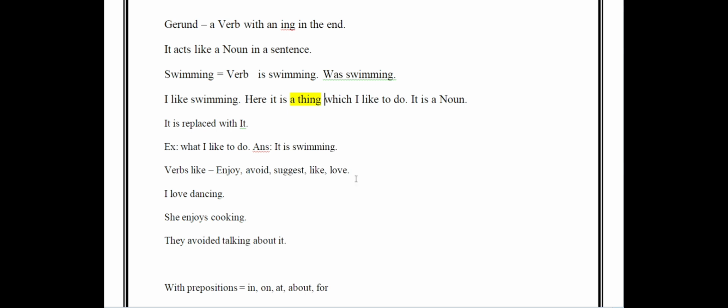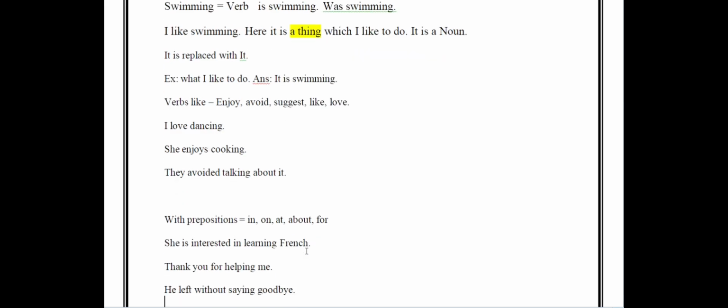Now, let's get into little details. All the verbs like enjoy, avoid, suggest, like, and love take this word gerund. For example, I love dancing. She enjoys cooking. They avoided talking about it.